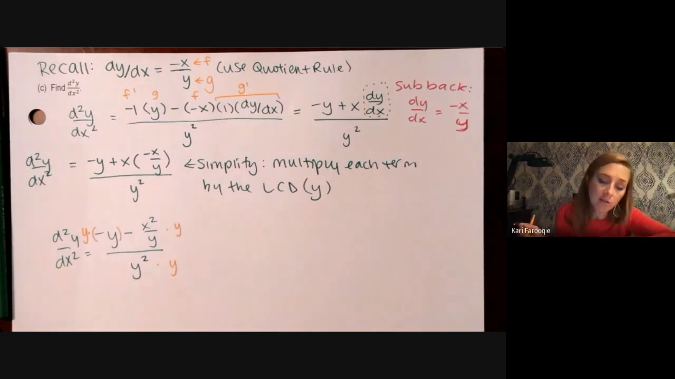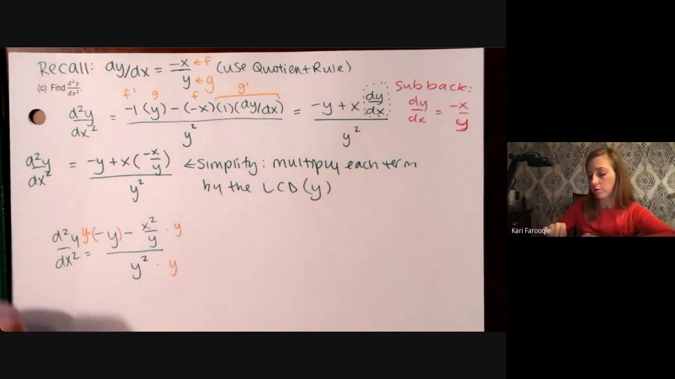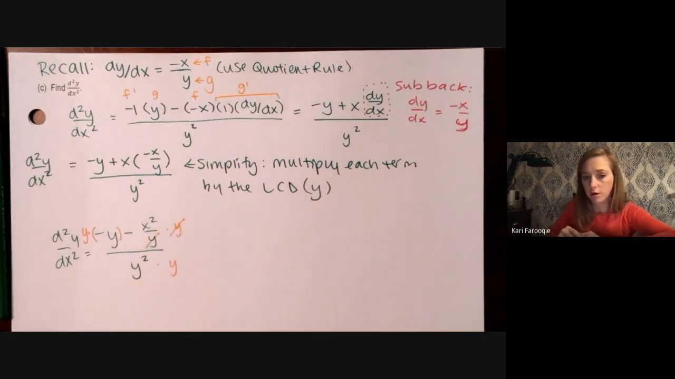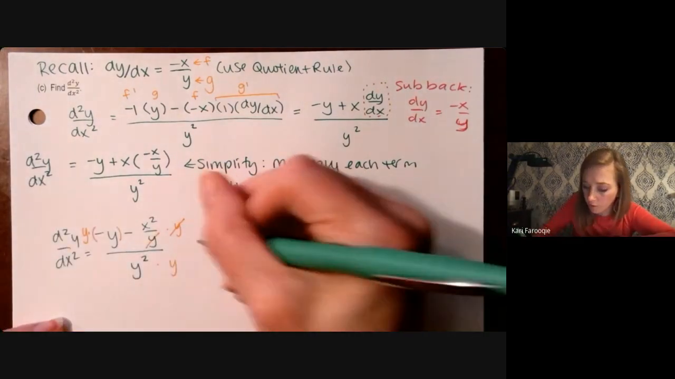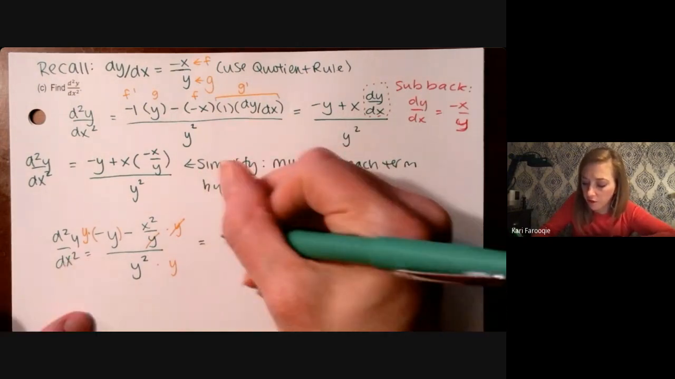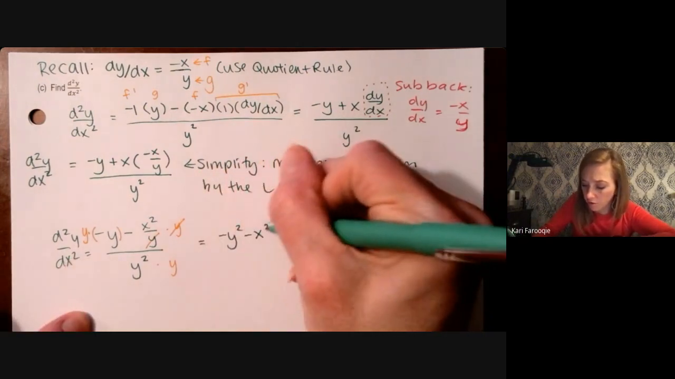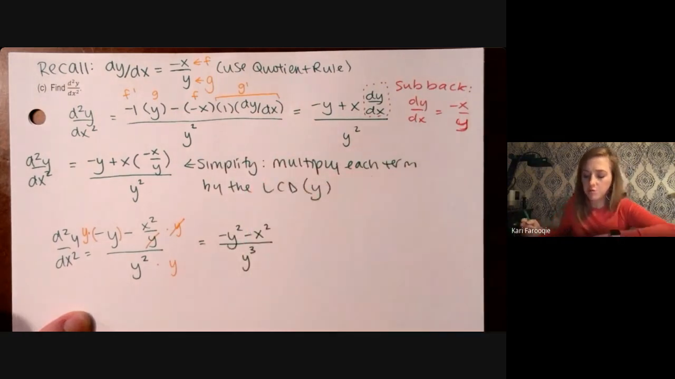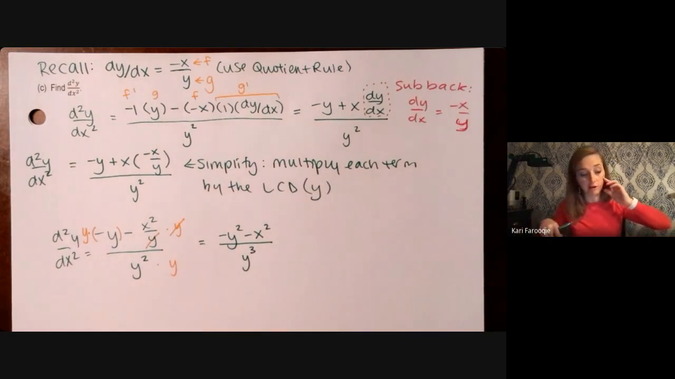Now, the whole idea is if you've correctly multiplied by the LCD, that extra denominator will cancel out. So now I can say, all right, I've got this y, and that y over y is 1, and that will simplify. Now we don't have a complex fraction anymore, and we'll just multiply what's left over. So we have negative y squared minus x squared divided by y cubed. Remember, you've got to actually multiply all that in. Negative y squared minus x squared over y cubed.